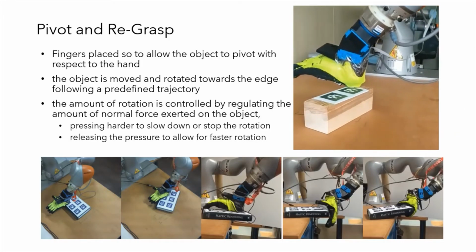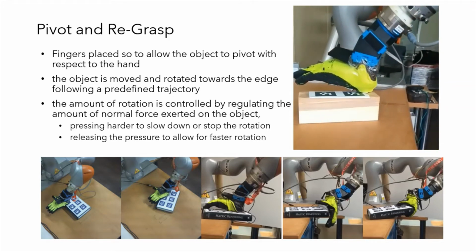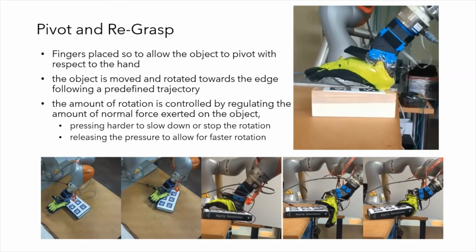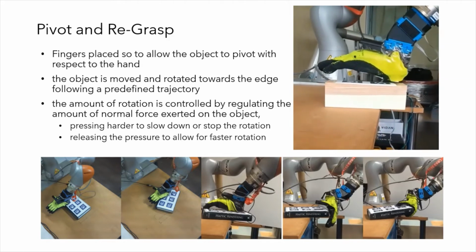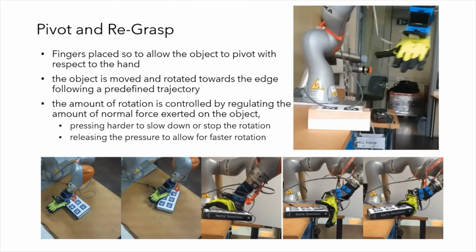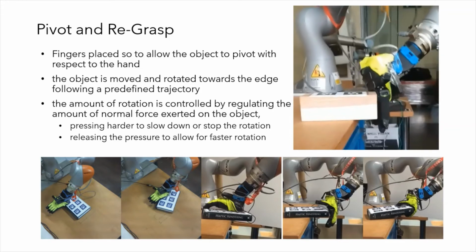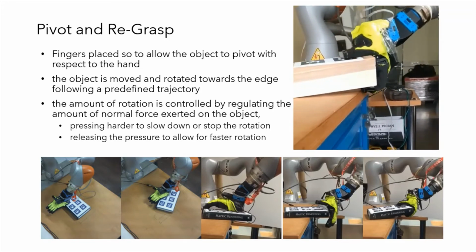In the second strategy, two different motions are combined. In the first one, that is pivoting, the hand is placed over the object so as to allow a rotation of the object with respect to the hand. The more the hand presses the object, the less the object moves. So based on this, the object is dragged toward the edge of the table in a desired configuration.